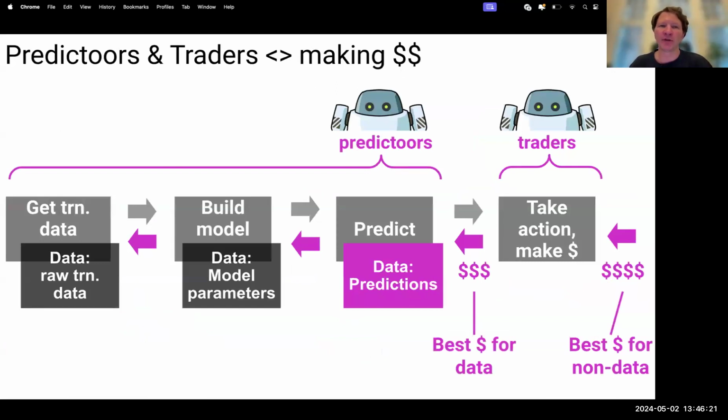Let's connect the dots here of the previous flow with the data supply chain. So in the middle, we've got the data supply chain, right? From the left of getting training data to building a model to predict. This is all handled by the predictors, right? And then on the right, the take action, make money. This is the traders. And to be precise, it's the trader bots run by the traders, right? In both cases. So the predictors are selling their predictions to the traders in this aggregated fashion, right?